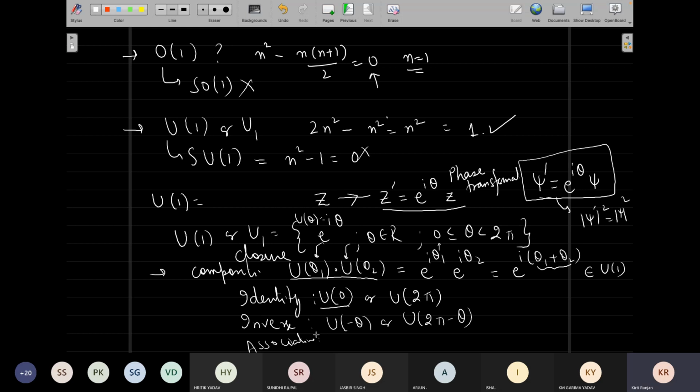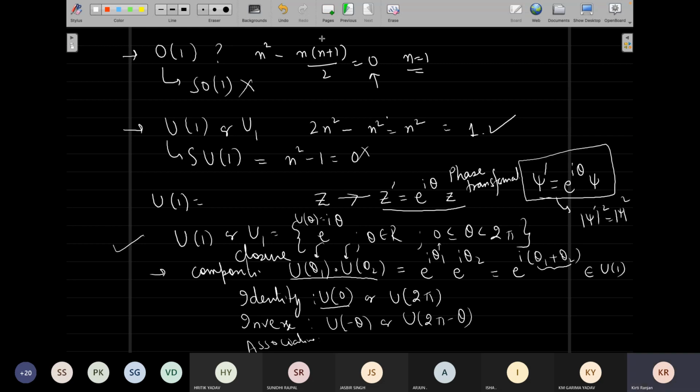I could have asked this question in a very simple way. Will the set of phase transformations under the composition u theta 1 times u theta 2, which is the composition law that first you apply one and then the other, be a group? And you will basically show all these 4 properties, that yes, U1 is going to form a group.